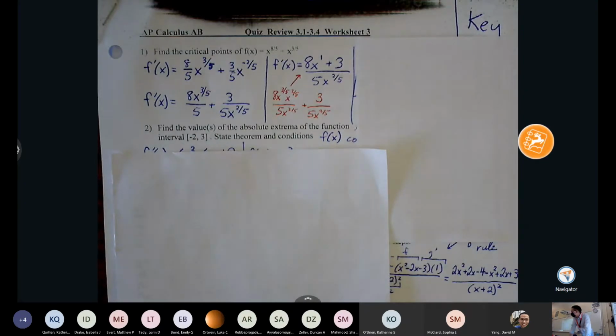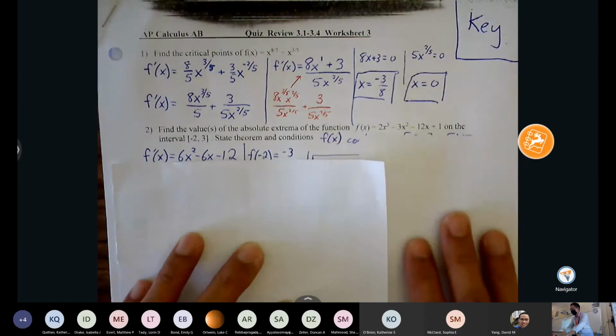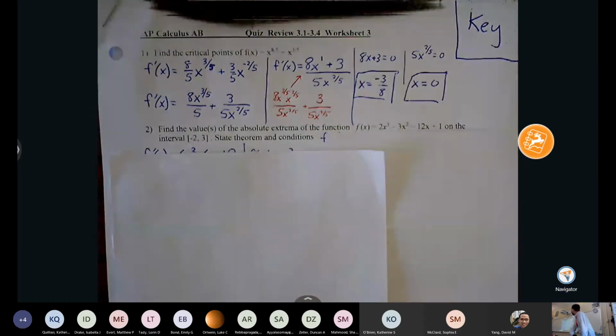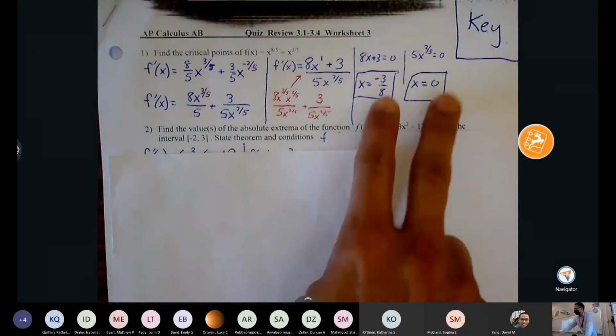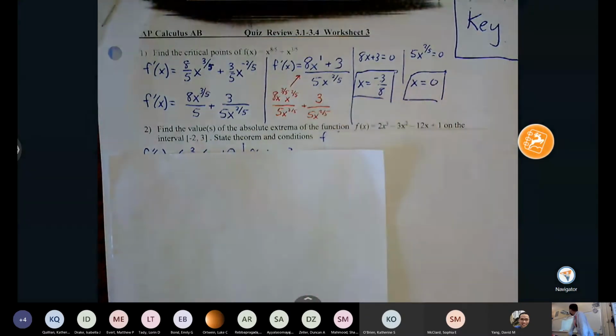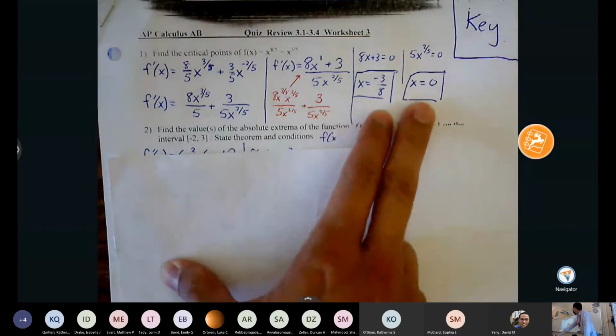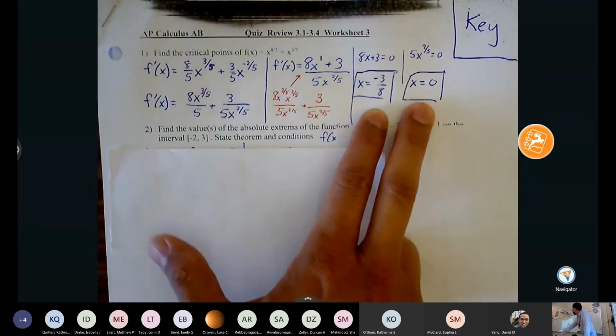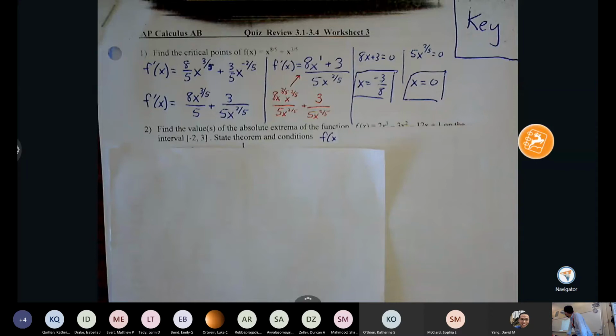Okay, any questions there? So what we achieved here is we found locations where a slope is 0 and also slope is undefined. But we want to include undefined slope as a critical point. So sharp turns are OK if we're looking for critical points.